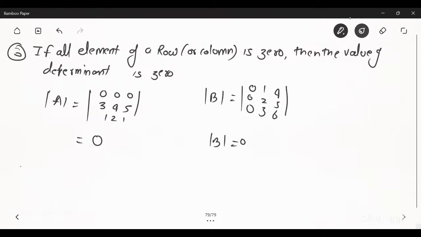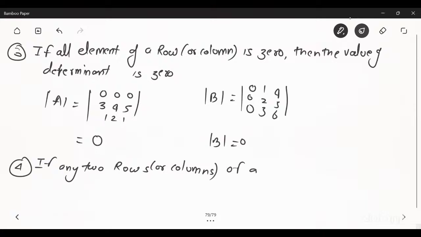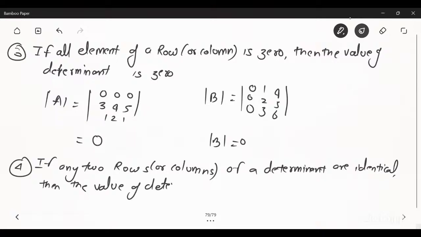Now the fourth property. If any two rows or columns of a determinant are identical, then the value of the determinant is 0.